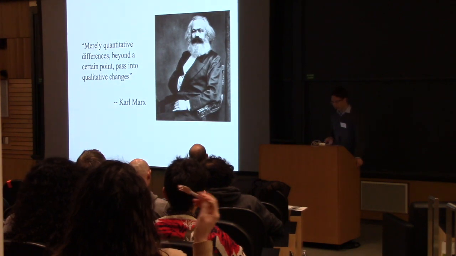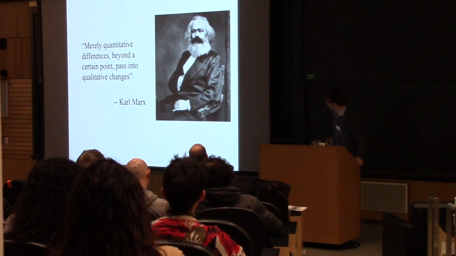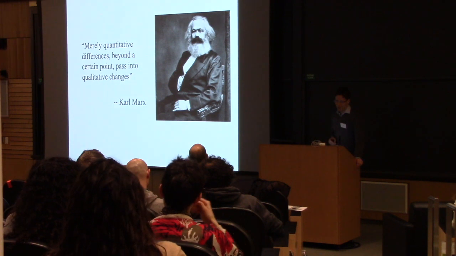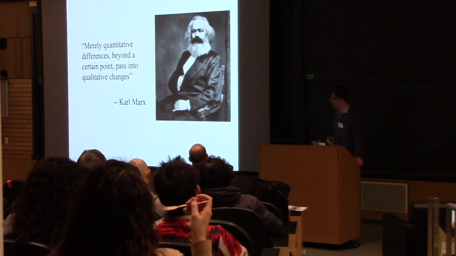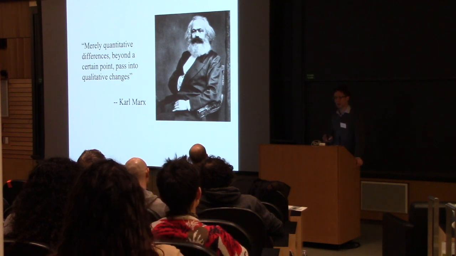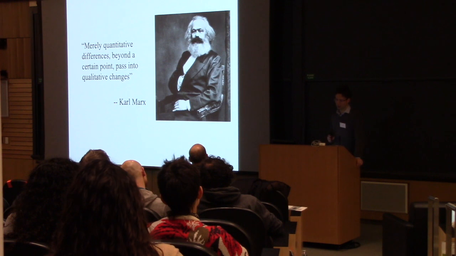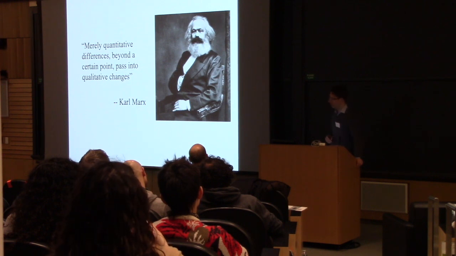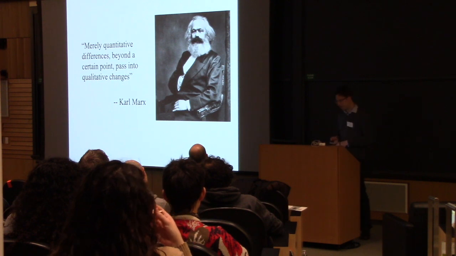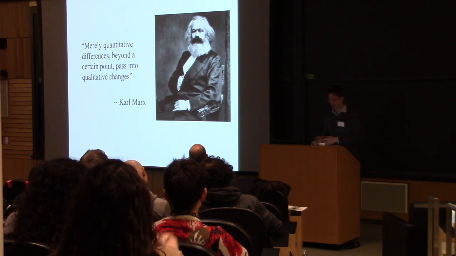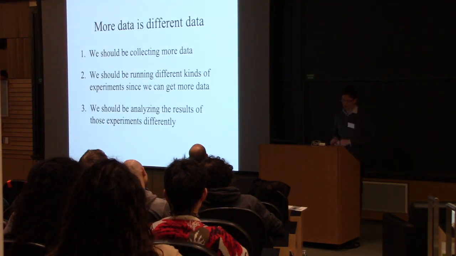Marx said, our favorite cognitive scientist, that merely quantitative differences beyond a certain point pass into qualitative changes. I think that's the point we want to explore: what happens as that quantitative change becomes a qualitative change in the way that we do our science. And so, consistent with this perhaps Marxist perspective, I'm going to present to you a brief manifesto. I've written a manifesto about these things.